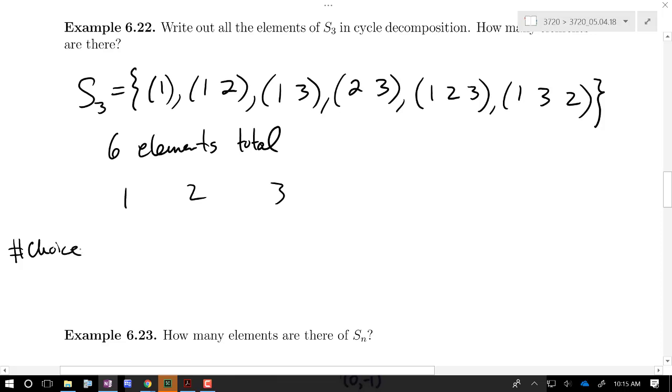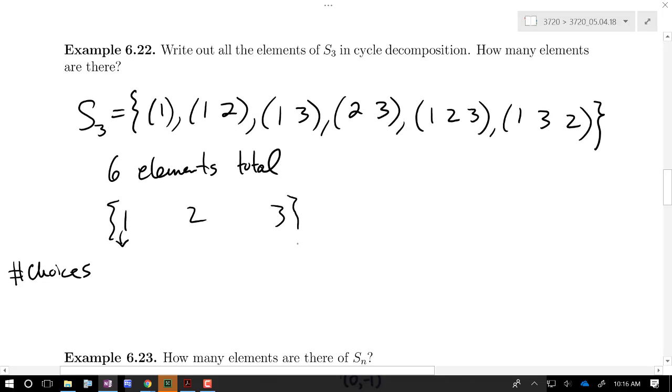If I'm picking an arbitrary permutation, how many choices do I have? Let's think of where we could send 1. We're working with this set of 3 elements, and I want to send 1 to one of those elements. How many choices do we have? You can keep it in the same spot, because remember, some of our elements fix an element. So yes, we have 3 choices for where we could send 1.